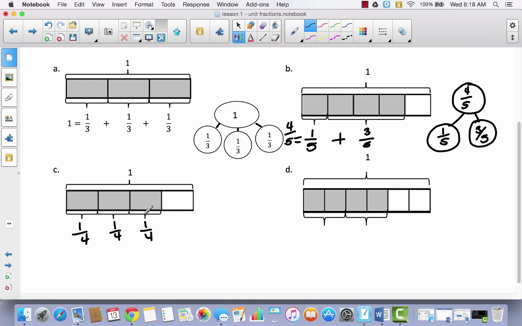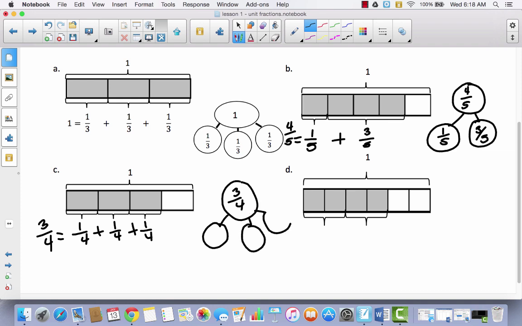So altogether, how many fourths do we have? We have 3/4. So 3/4 equals 1/4 plus 1/4 plus 1/4. And our number bond would be 3/4. And then we're going to actually have three fractions here, just like they did in the example. And each of these is going to be 1/4.